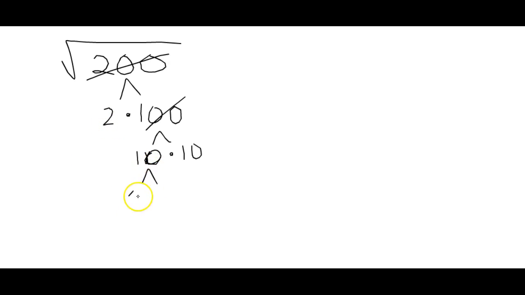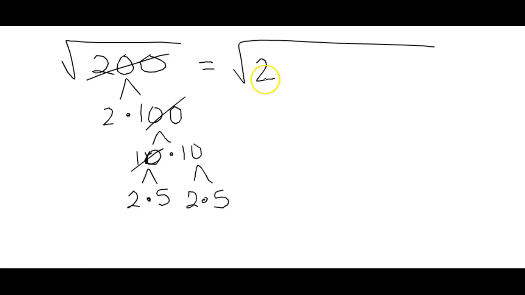10 can break down to be 2 times 5, and so can the other 10. And now we're down to all prime numbers. So this becomes 2, and I'm going to group the like numbers together. We have 2 times 2 times 2. There were 3 of the 2's, and 5 times 5.